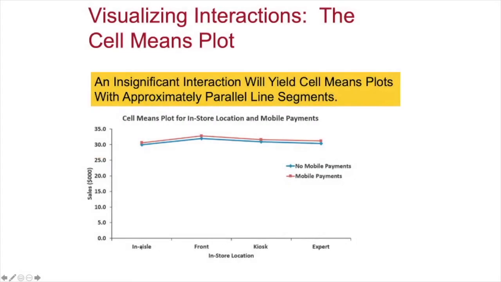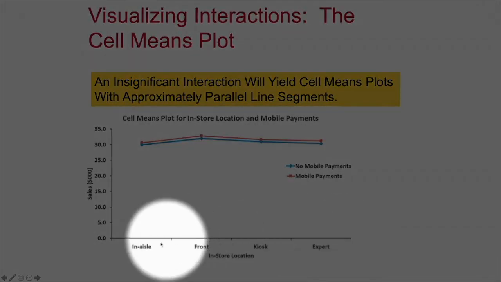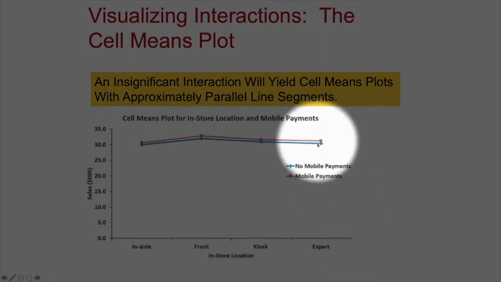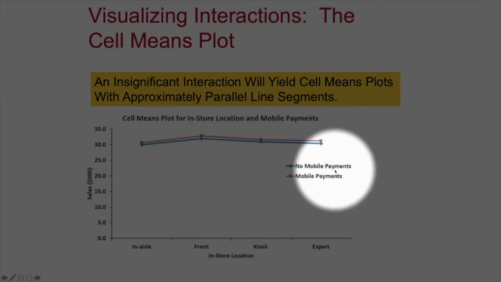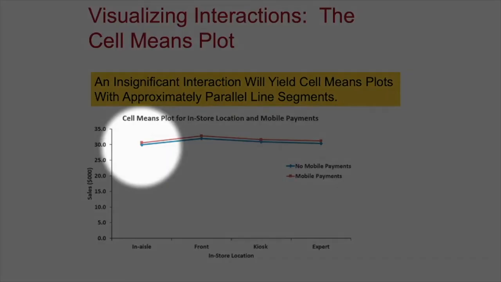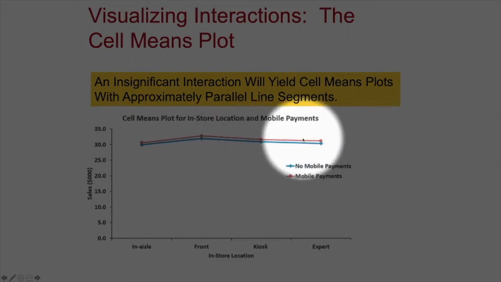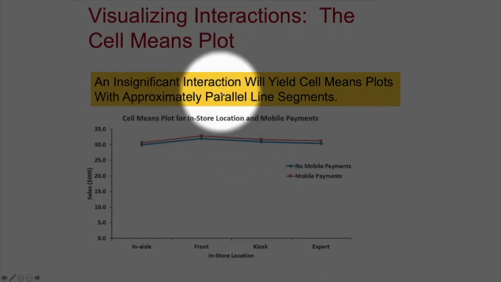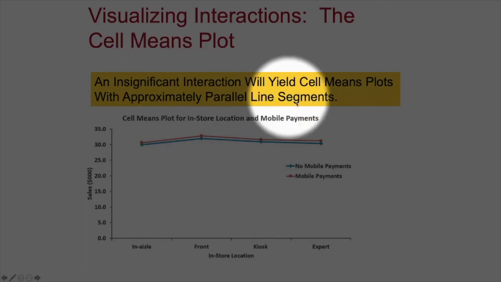Okay, so here, for instance, with our store example, here are the groups of factor B, and then we have 2 colors, one for each of the factor A's. No mobile payments versus mobile payments. And here what you see is that these lines are entirely parallel. Well, that is going to mean something to us. When these lines are parallel like this, it means that the interaction is insignificant.